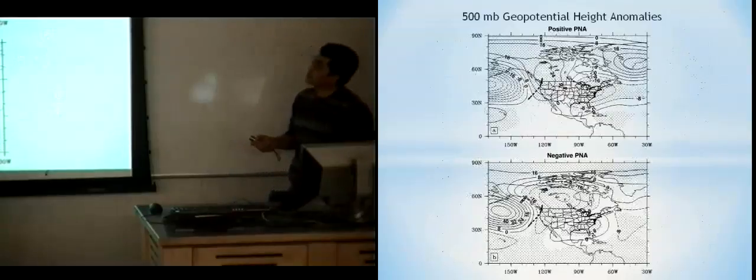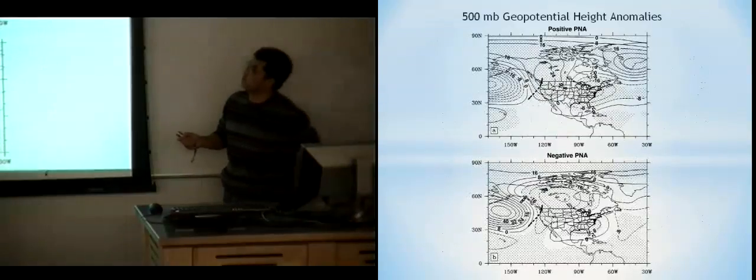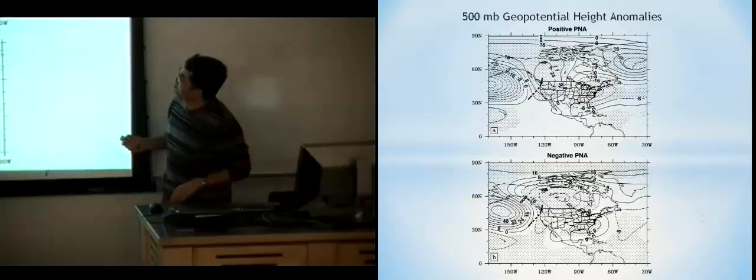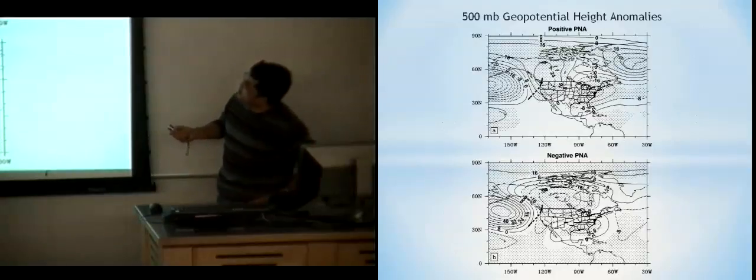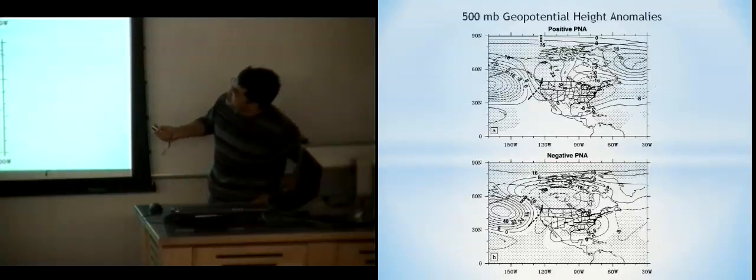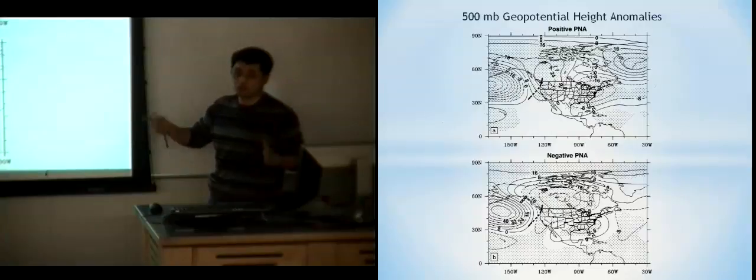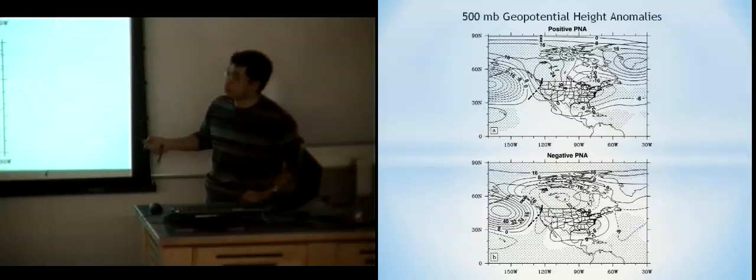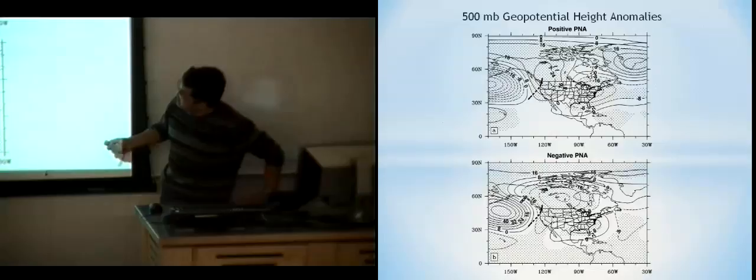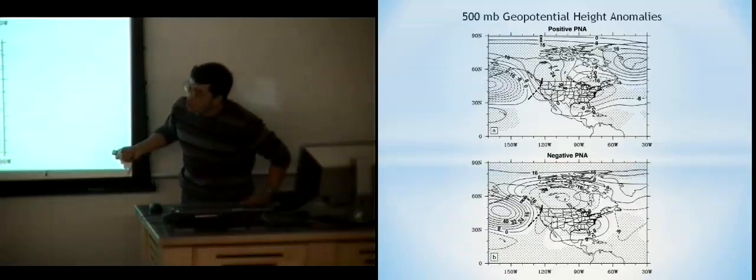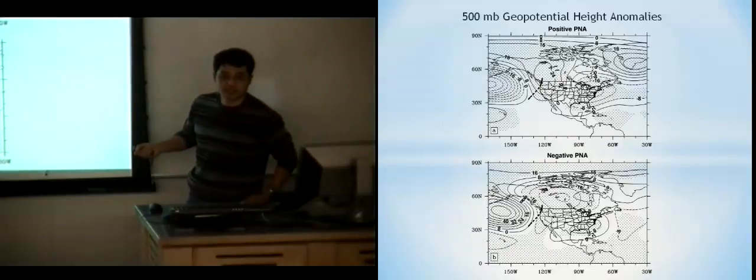This is how the PNA pattern looks in the 500 hPa geopotential height anomalies. During the positive PNA pattern, you see a positive high pressure here. High pressure is very dominant over the entire western United States. This causes high temperature because with high pressure you have good weather, clear sky, and high temperature. During the negative PNA pattern, low pressure is very dominant over the western United States. This causes low temperature here.